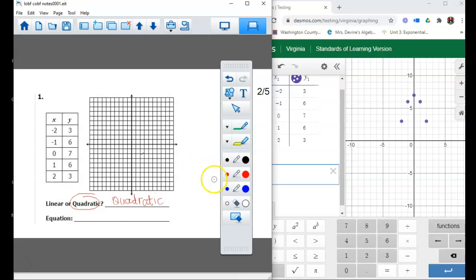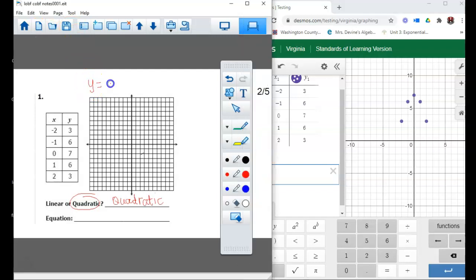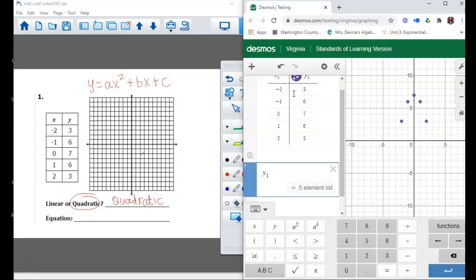Now, time to come up with the equation. To come up with the equation, I come back over here to Desmos. I'm down here on this second line. Now, we've already talked about that for a quadratic equation, it is y equals ax squared plus bx plus c. Now, let me show you how you're going to type this into Desmos. First of all, notice that your Desmos table, instead of having y, has y1. So you're going to have to type in y1.